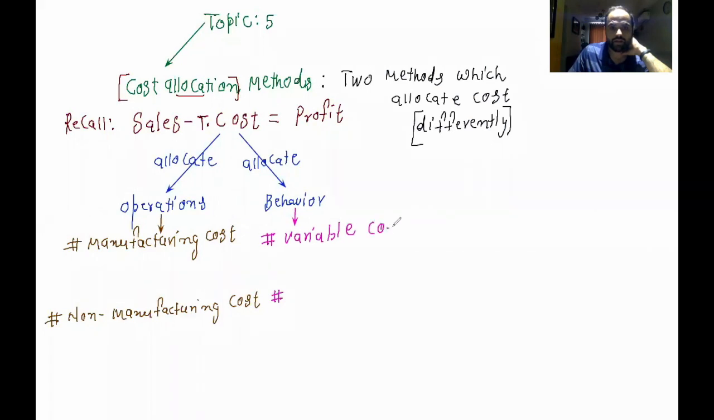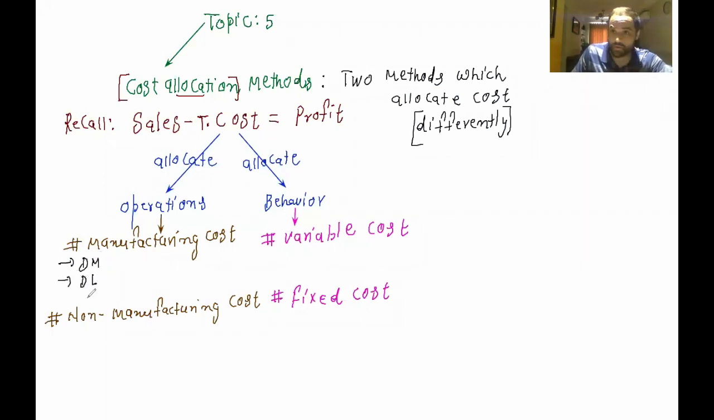Variable cost and fixed cost. All right. So now have a look at your manufacturing cost. Manufacturing cost is a combination of three types of cost. I hope you remember that, which is direct material, direct labor, and overhead. Direct material, direct labor, and overhead.